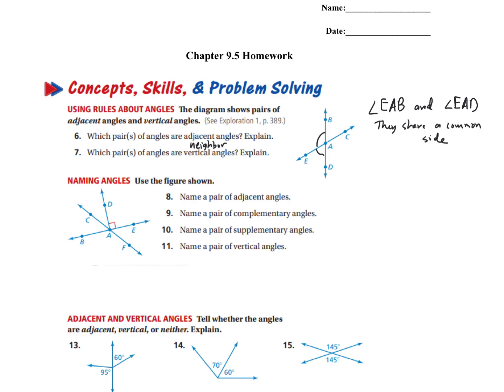For number 7, what pair of angles are vertical? This time I'm looking for any that are across and equal from each other. So I could use this angle right here, which is EAD. And then across and equal to it would be this one right here, which is angle BAC. And why are they vertical? Well, they are across and equal.